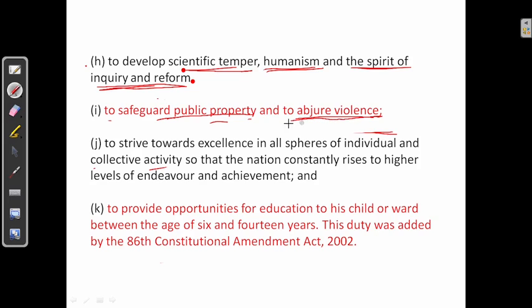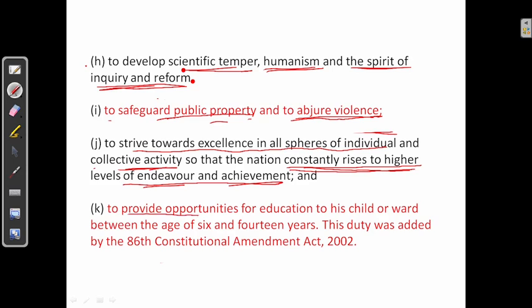and to stop violence. Next, to strive towards excellence in all spheres of individual and collective activity so that the nation constantly rises to higher levels of endeavor and achievement. The next fundamental duty is to strive towards excellence in all the spheres of individual and collective activity so that the nation constantly rises to higher levels of endeavor and achievement.